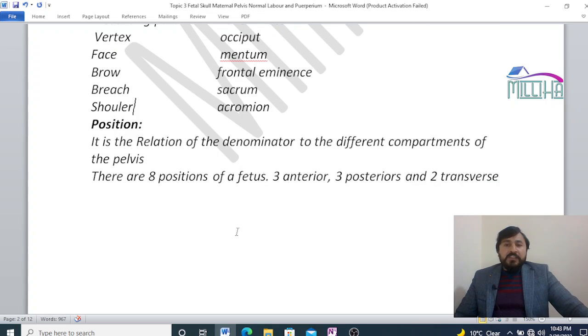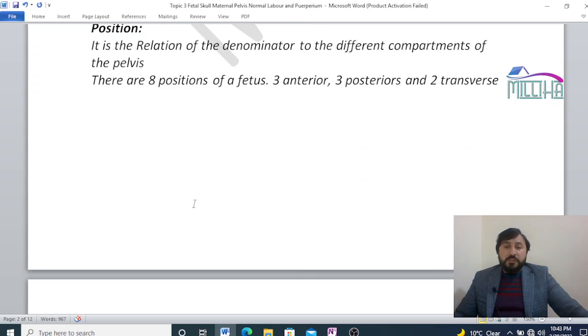Position is the relation of the denominator to the different compartments of the pelvis. For example, if it is occiput, then it should be anterior or posterior or lateral, left or right. That is called the position of the fetus. So here there are 8 positions of the fetus.